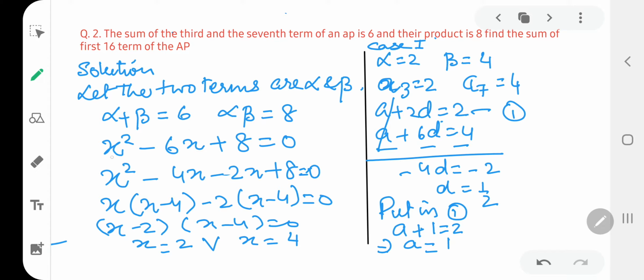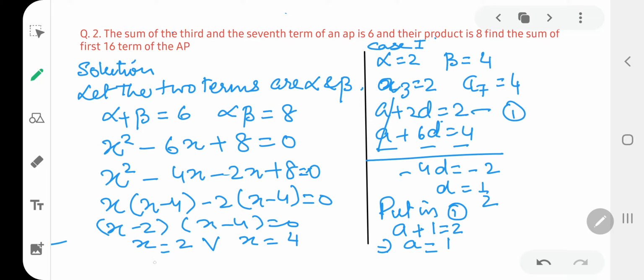Now children, if I frame this equation, I will get the values of alpha and beta. I will get the value of x. And what is x? x is the value of alpha and beta only. What are alpha and beta? Alpha and beta are the values of x only.